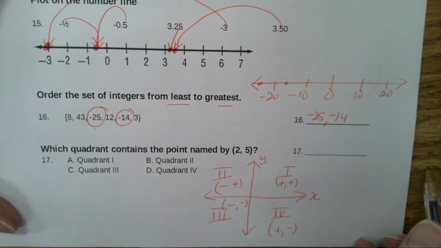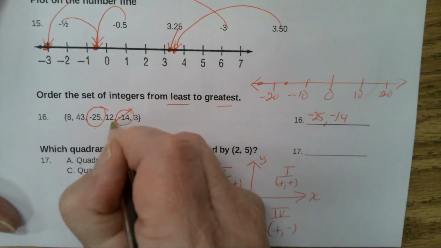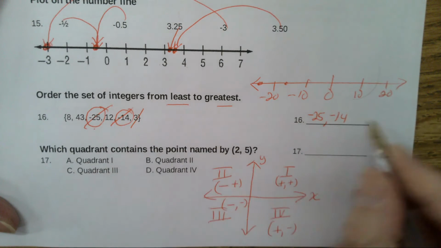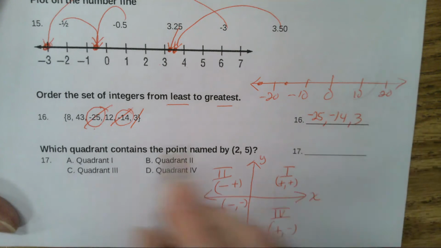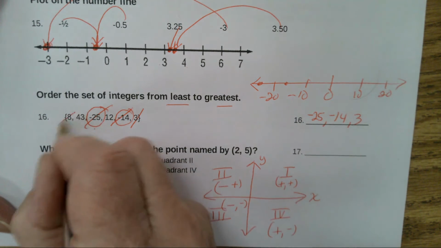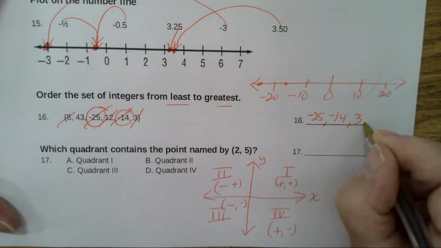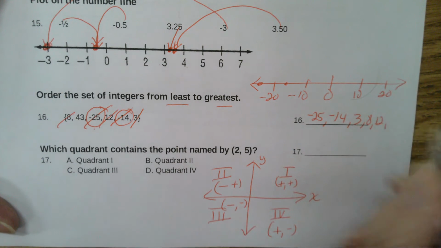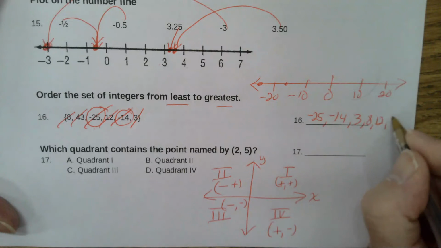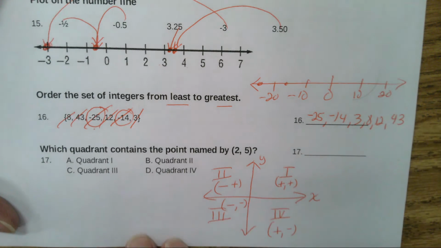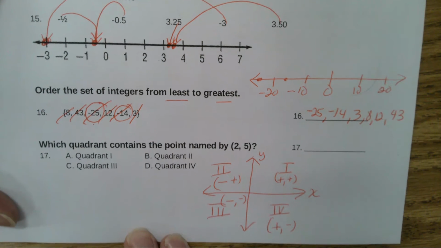This part's easy. I've got those taken care of. Then it's going to be a 3. Then it'll be an 8, a 12, and finally a 43. Any questions on how to do that? Do you have a question?